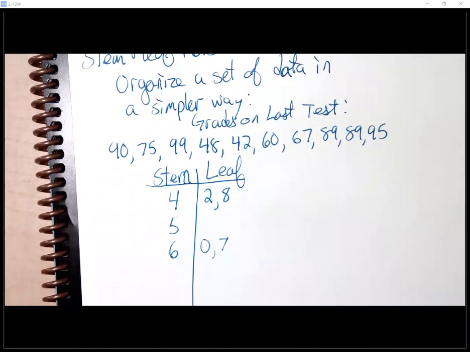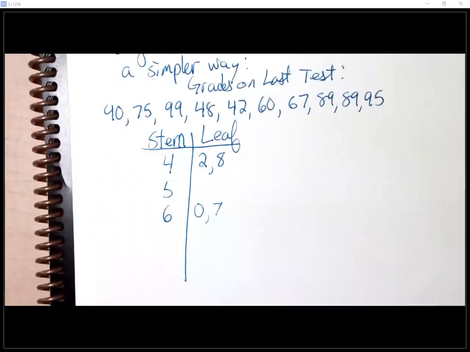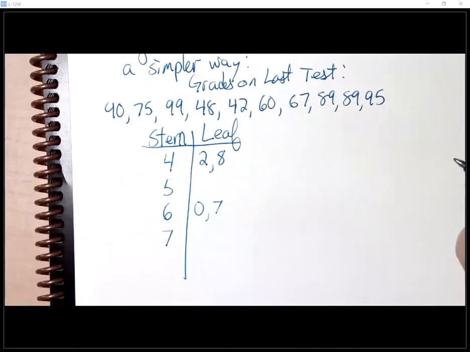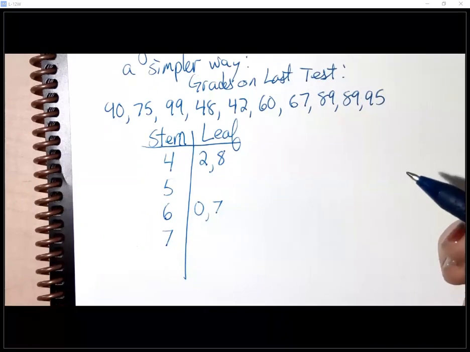I do have one in the 70s. So go ahead and write that stem and leaf for the 70s, what you think that would look like. What would you put as the leaf? Just a 5 for 75.